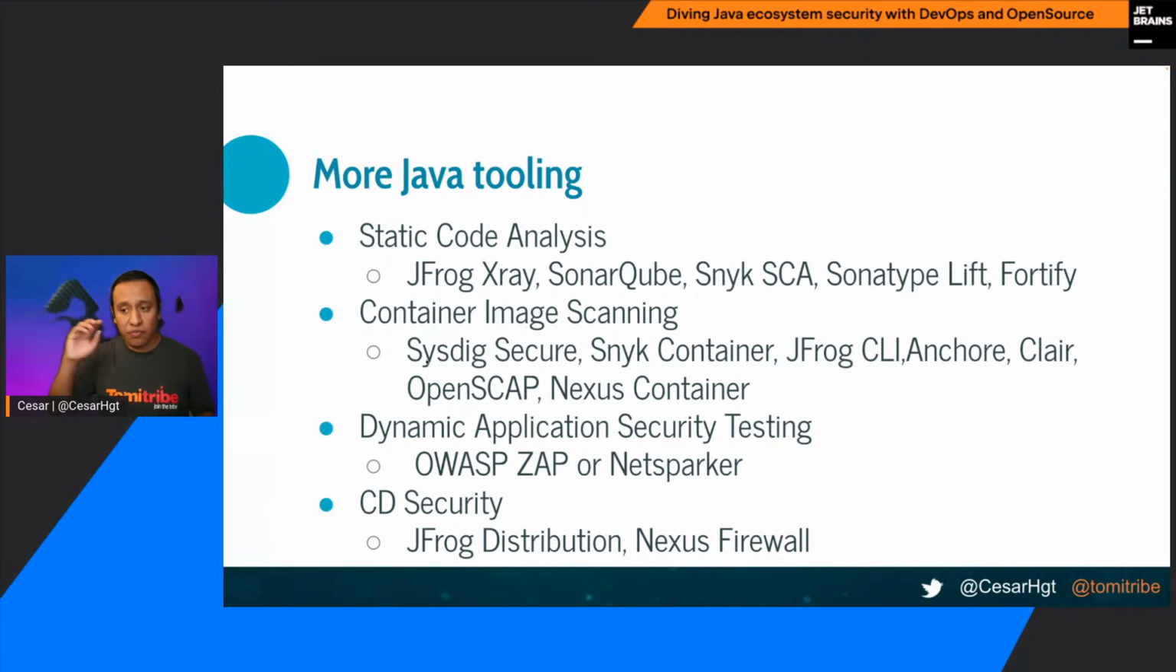This is the takeaway from the software supply chain. Tooling: more Java tooling for static code analysis, container image scanning, which is also something we as Java developers have faced since a couple of years ago. Dynamic application security testing. This is not just static code analysis, but actually dynamic application testing, as the name implies. And continuous delivery security that you can find online.